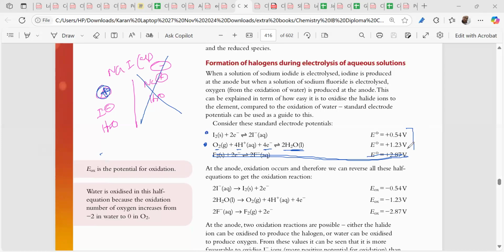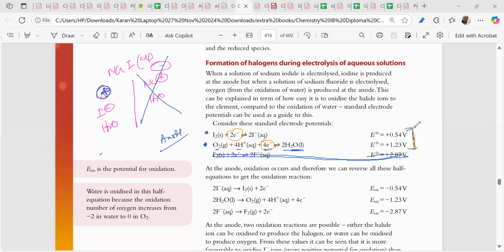Now here we have to learn a trick. In anode, they both go to the anode. And what happens in the anode? Can you just guide me? Oxidation happens or reduction happens? Anode, cathode, what happens? Red cat happens. I told you that rhyme, right? Red cat: reduction happens in the cathode. Oxidation happens in the anode. And what reactions are actually given? These are reduction reactions, right?